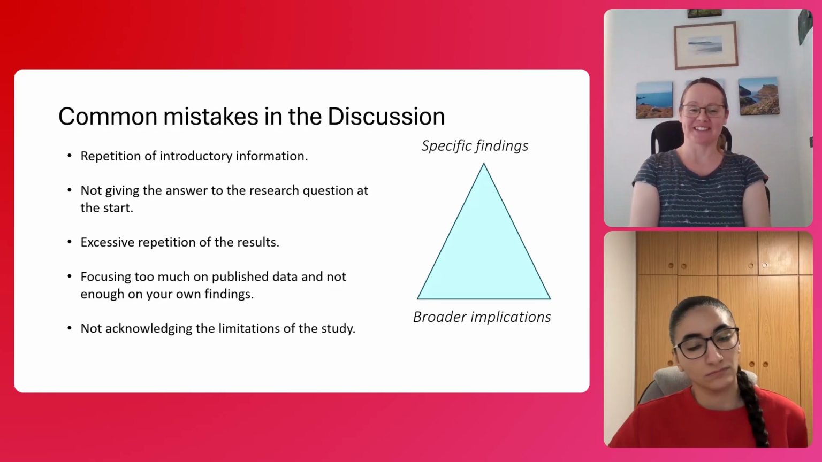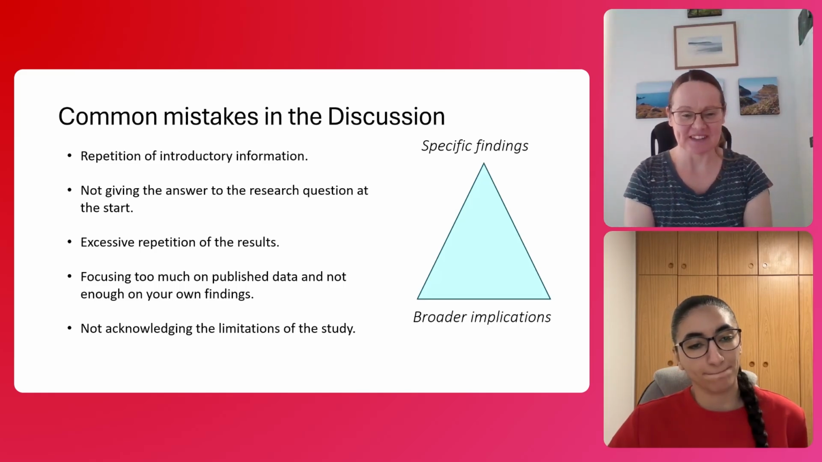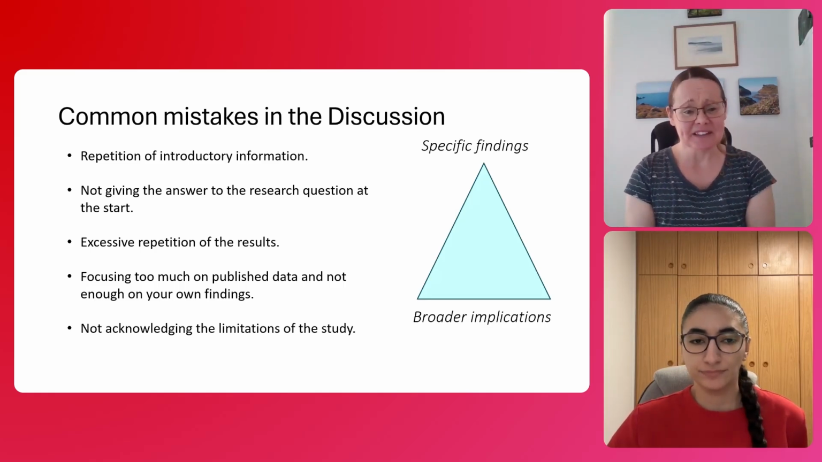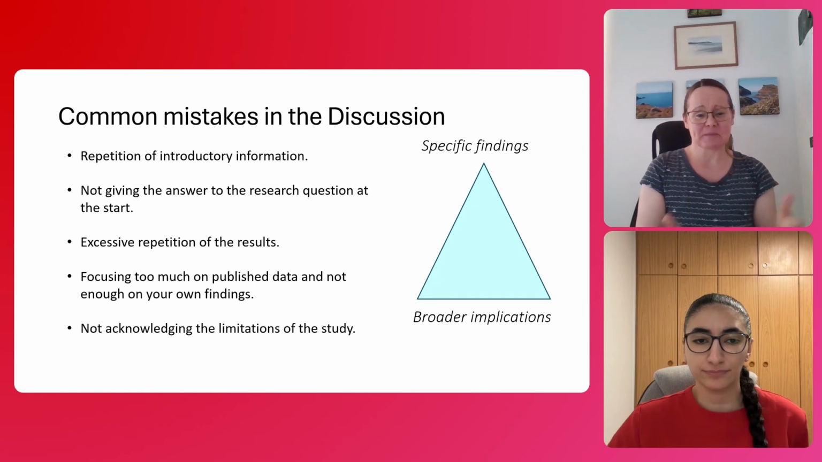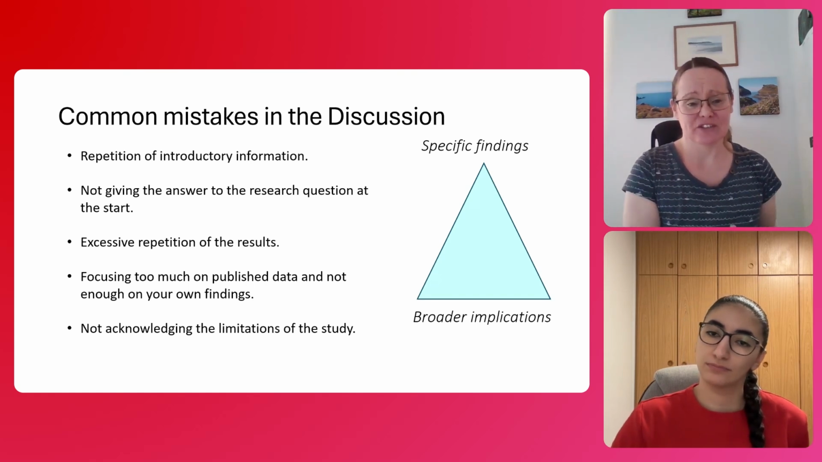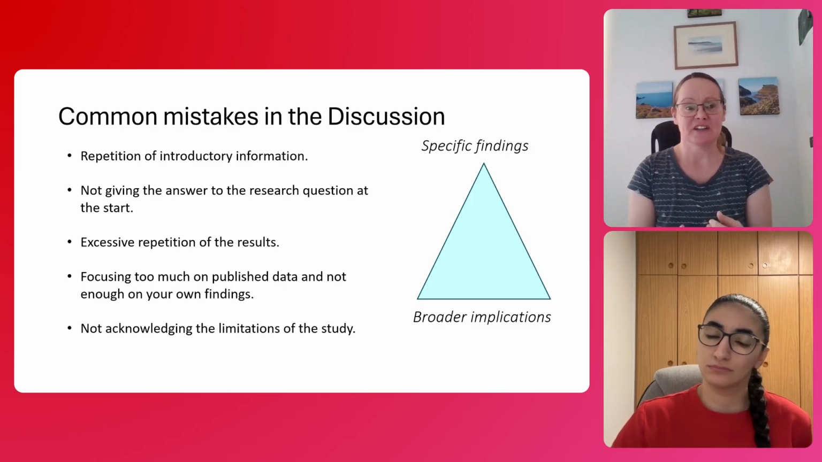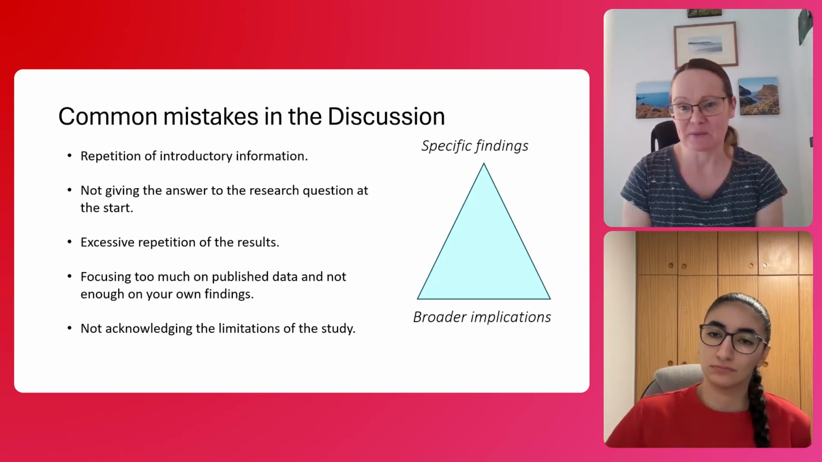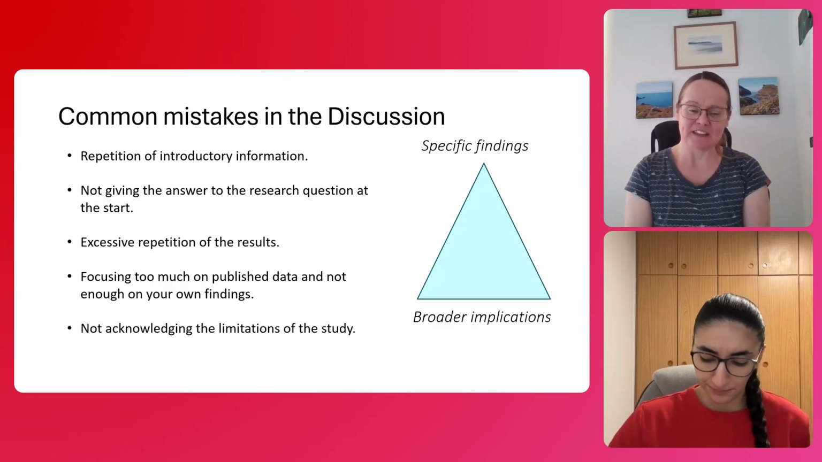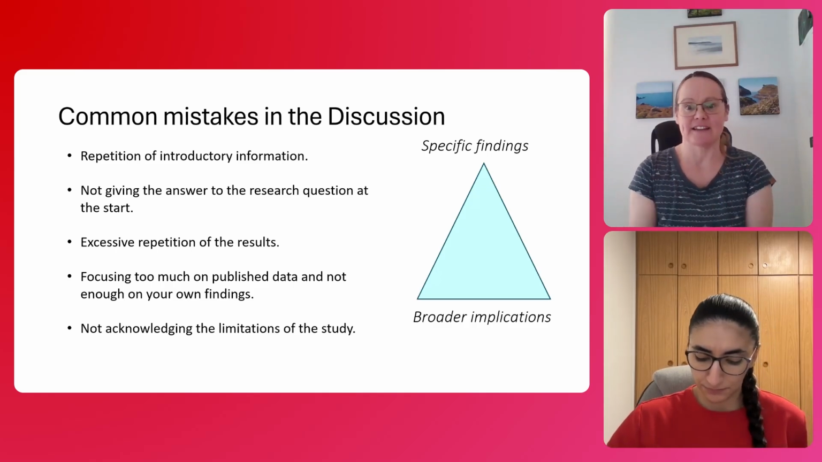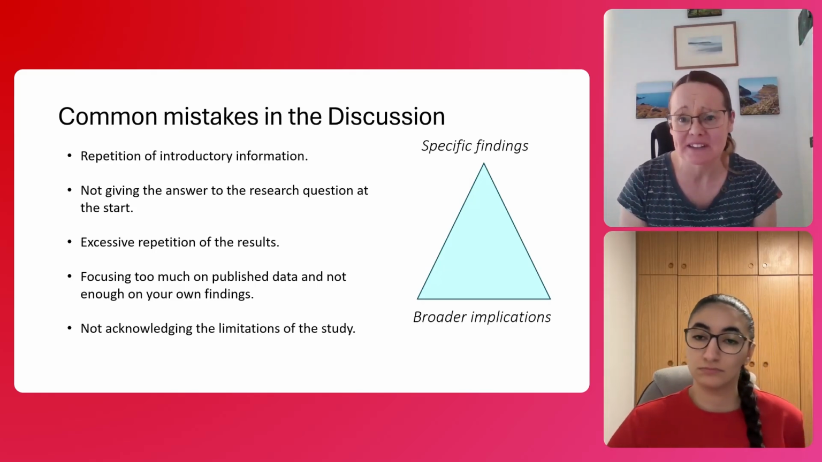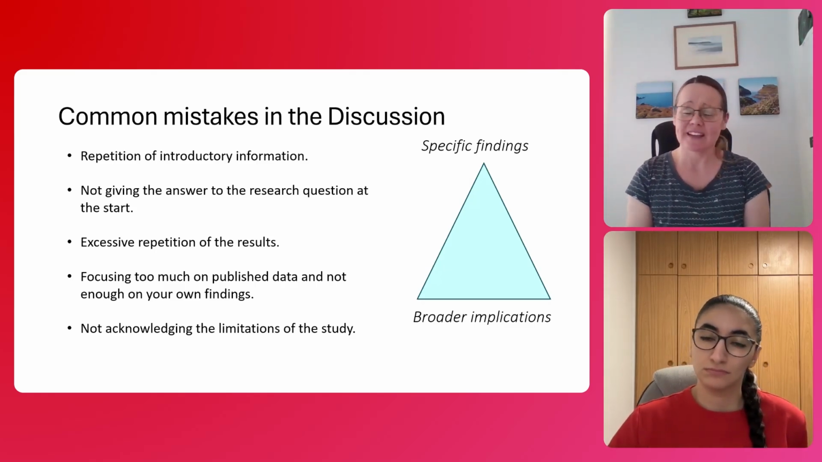And not acknowledging the limitations. This is another mistake and very understandable, particularly among my younger students. I see that they're very reluctant to do this. It's almost like they're scared to draw people's attention to the limitations of their work. They feel that by emphasizing what is a limitation, I'm undermining the credibility of my work. But that's not true.